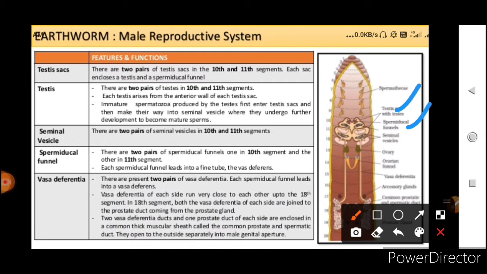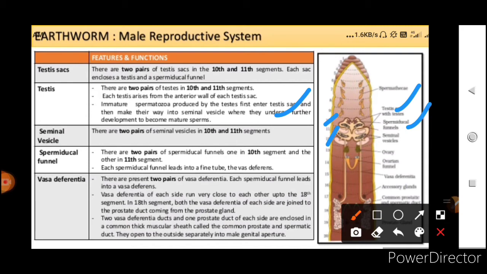When we come to the testes, there are two pairs of testes located in the 10th and 11th segment. Each testis arises from the anterior wall of each testis sac. Immature spermatozoa produced by the testes first enter the testis sac and then make their way into the seminal vesicle, where they undergo further development to become mature sperms. So testis sacs are two pairs present in the 10th and 11th segment, and testes are two pairs present in the 10th and 11th segment.